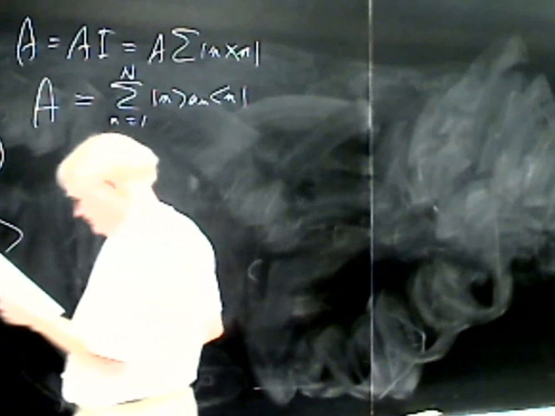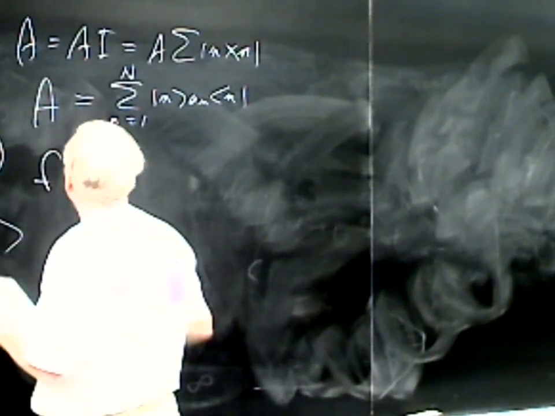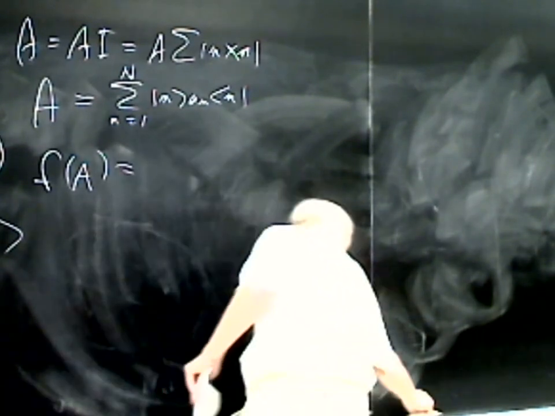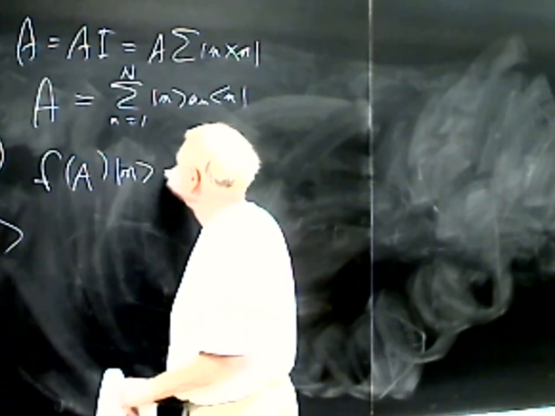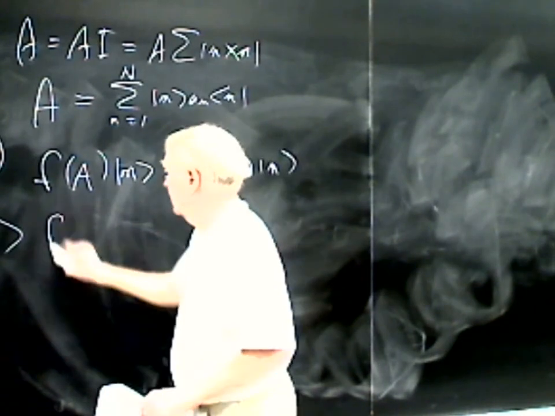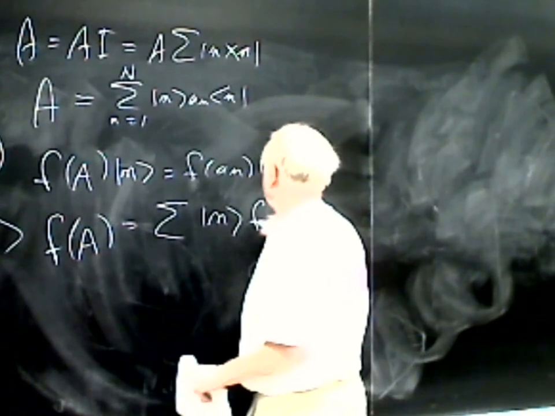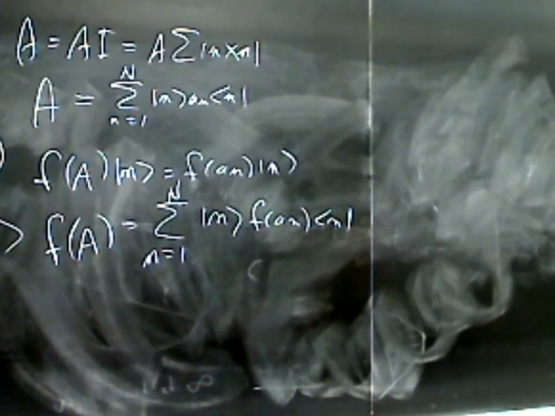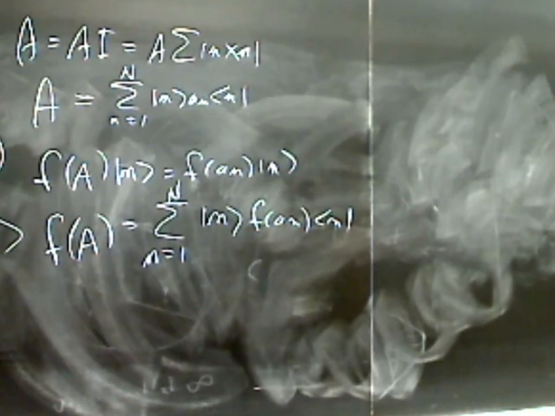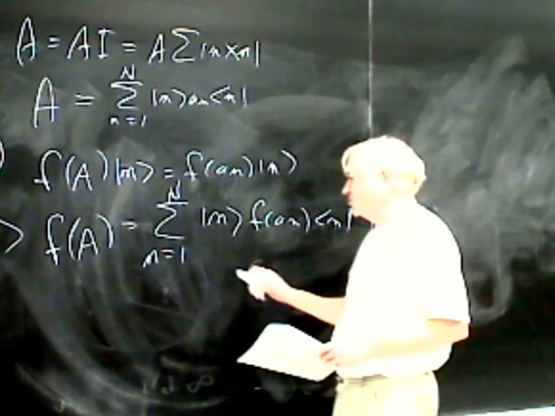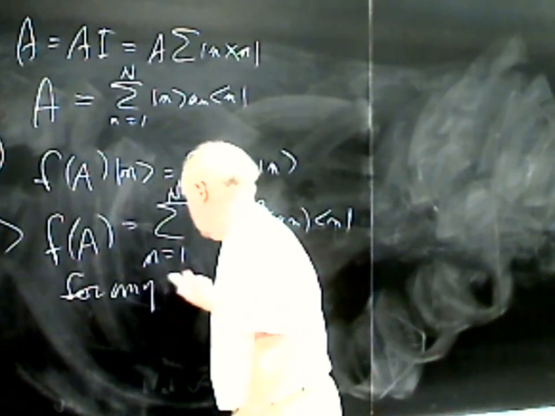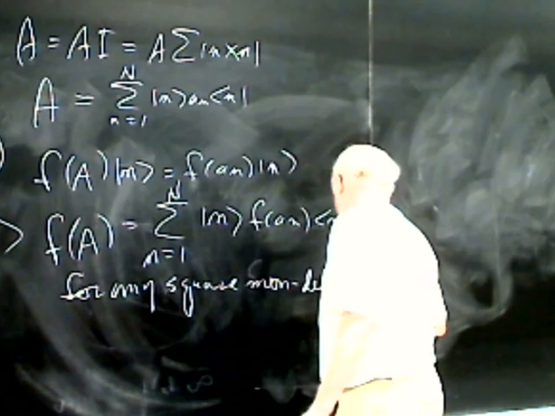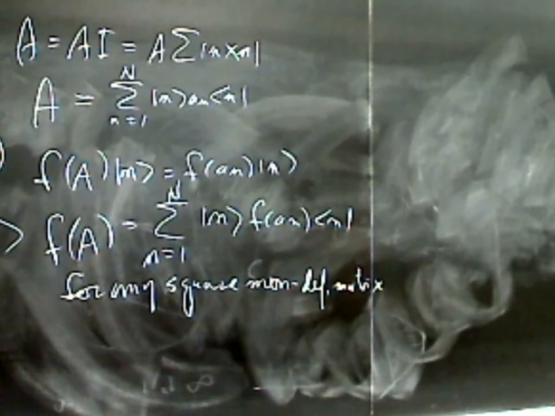It follows then that f of A is, one way of thinking about it, f of A acting on |n> is just f of A sub n times |n>, and so f of A is just the sum of f of A sub n |n><n|, n equals 1 to big N. This is a simpler expression than the one I gave before, and this really works for any square non-defective matrix. Remember, non-defective means that it has a complete set of eigenvectors.